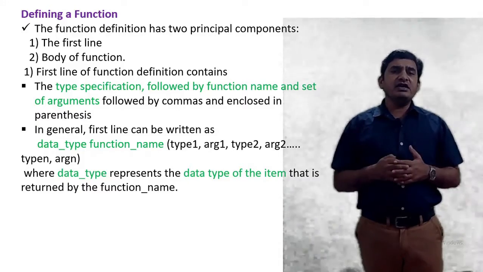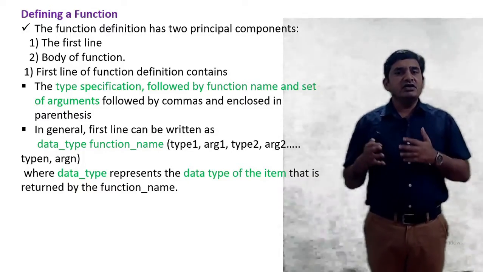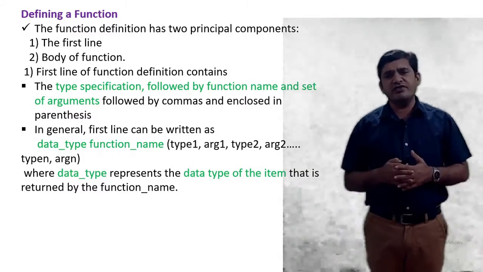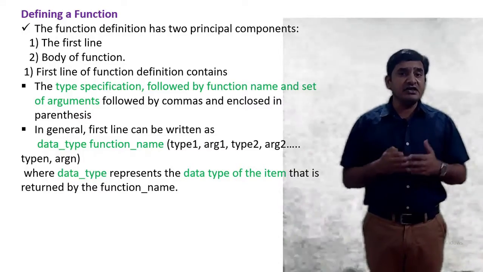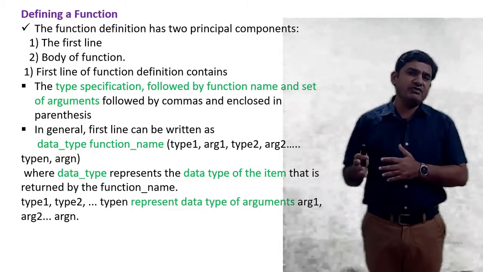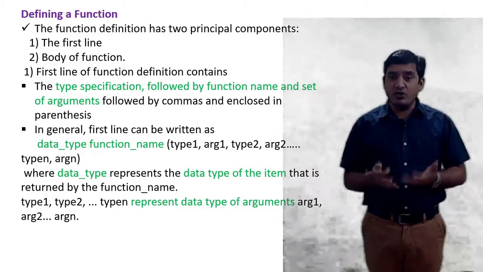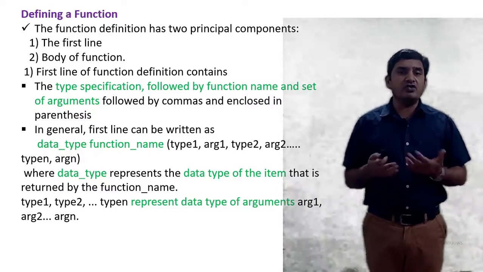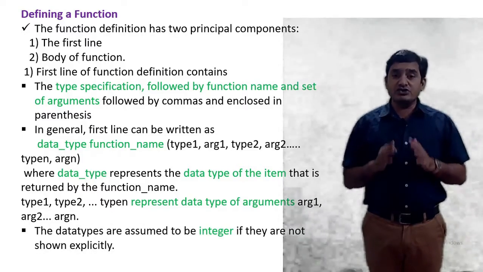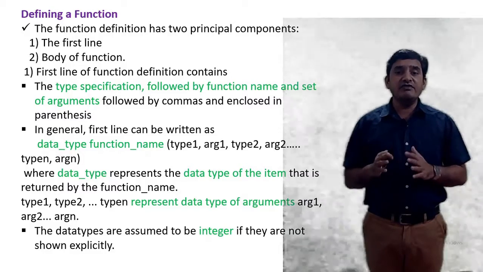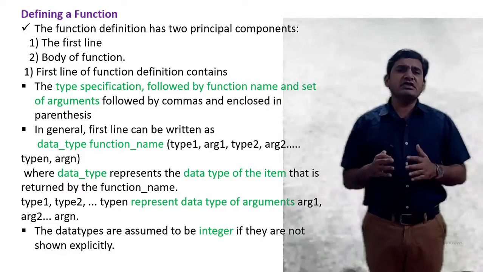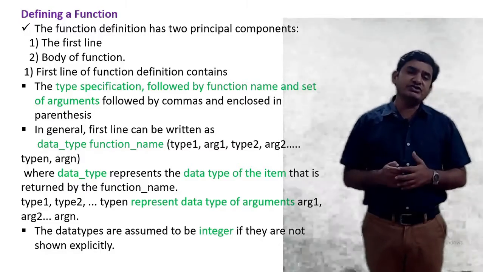The data type represents the data type of the atom. We can use integer or a different data type. That is written by the function name. Type 1, type 2, and so on up to type n represent the data types of the arguments, that is argument 1, argument 2, and so on up to argument n. The data types are assumed to be integer if they are not shown explicitly. By default we can use integer.